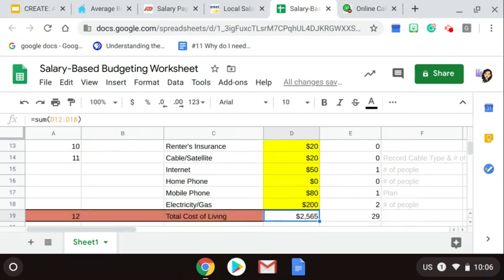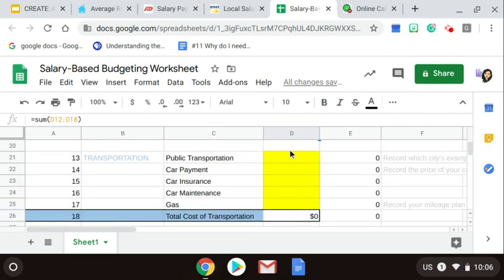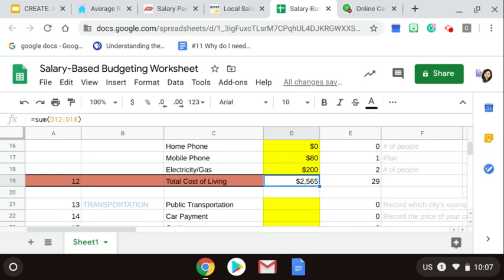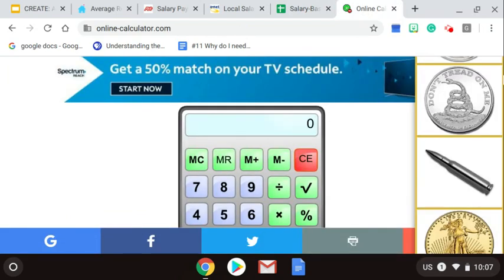Right here, your cost of living expense, it totaled it for you, is 2,565. I do want to point out that if ever you want to not go to college and just work a minimum wage job, and you're seeing the cost of living here, oh my goodness, without even transportation it's already 2,500. So right now, let me do the calculator here. I just put up an online calculator.